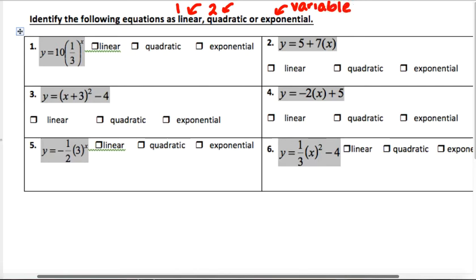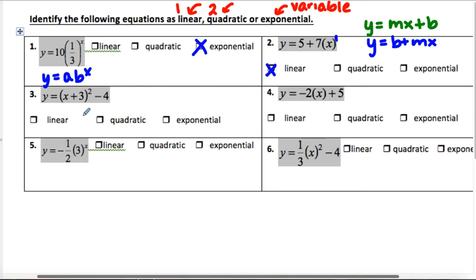You should ask yourself, does it have the form of a linear, a quadratic, or an exponential? Here we've got the equation y equals 10 times 1/3 raised to the x power. That takes the form y equals a b to the x. The exponent is a variable, so it's exponential. In number 2, my highest exponent of x is 1, and that takes the form of a linear equation, y equals b plus mx. Remember, the SAT likes to play around with that because you're used to y equals mx plus b. It means the same thing, just look at where your x is.